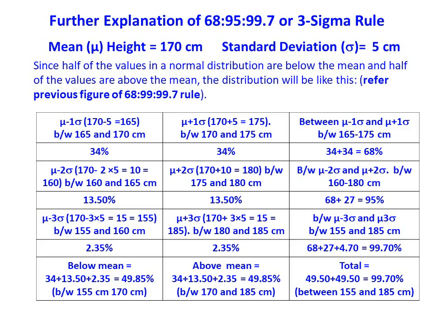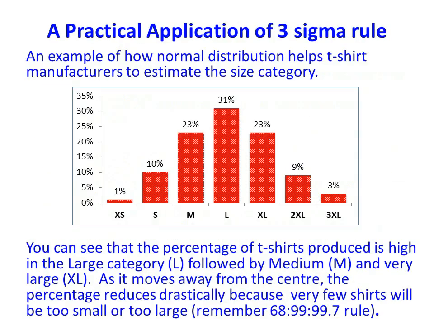In real life, the distribution of height of adult males may not show such a perfect symmetry. However, you can apply this rule when dealing with normal distribution because normally distributed continuous variables may show more or less similar symmetrical distribution. An example of how normal distribution helps t-shirt manufacturers to estimate the size category is presented here.